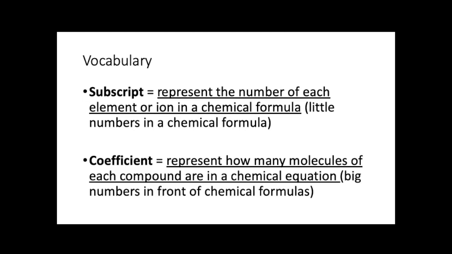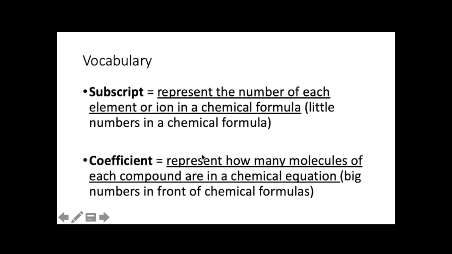Subscripts are the little numbers that are in the chemical formula. So they represent the number of each element or the number of each ion in a chemical formula. For example, with the AgNO3, a subscript would be the 3. That's part of it, telling you there are 3 atoms of oxygen in there. Coefficient, on the other hand, is how many molecules of each compound you have in that chemical equation.